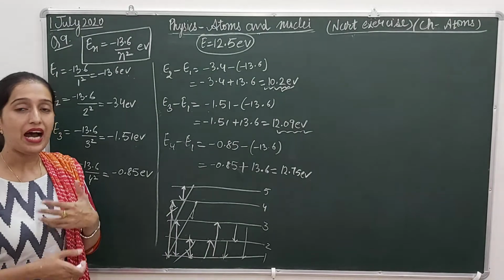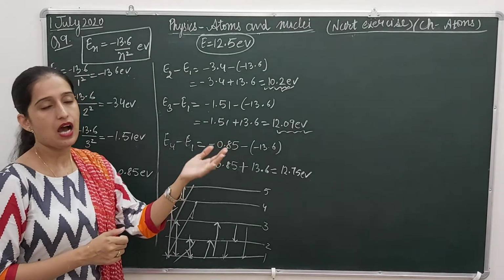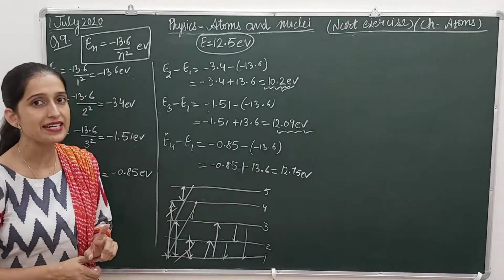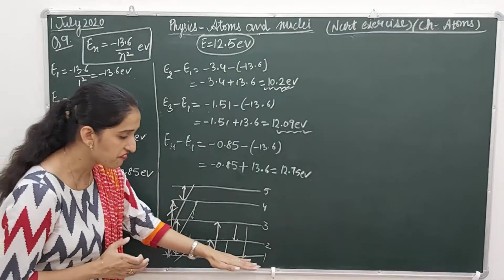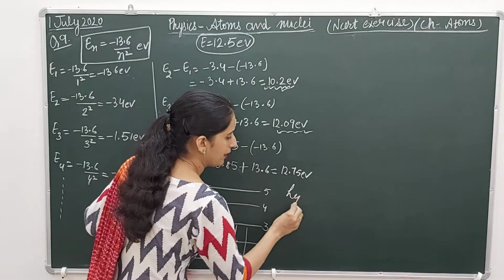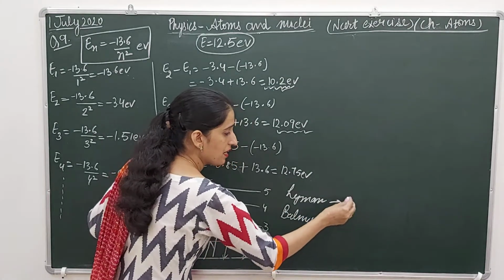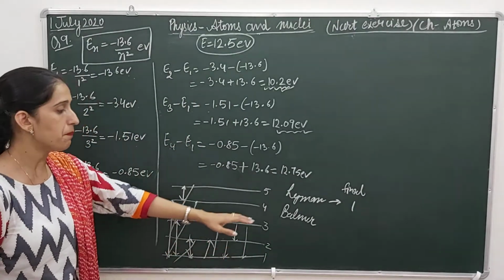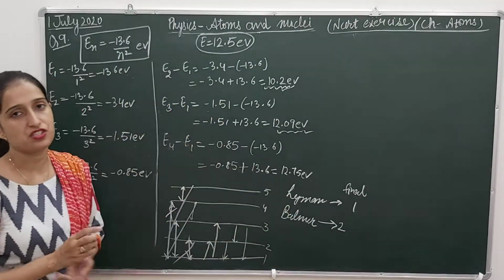We know the hydrogen spectrum. If the electrons from the excited levels are coming towards the second level, they belong to the Balmer series. And if the electron is de-excited from higher levels to the first level, then it belongs to the Lyman series. So we have two kinds of series, the Lyman series and the Balmer series. Lyman series is when finally the electron comes to the first energy level, and Balmer series is when finally the electron reaches the second energy level.